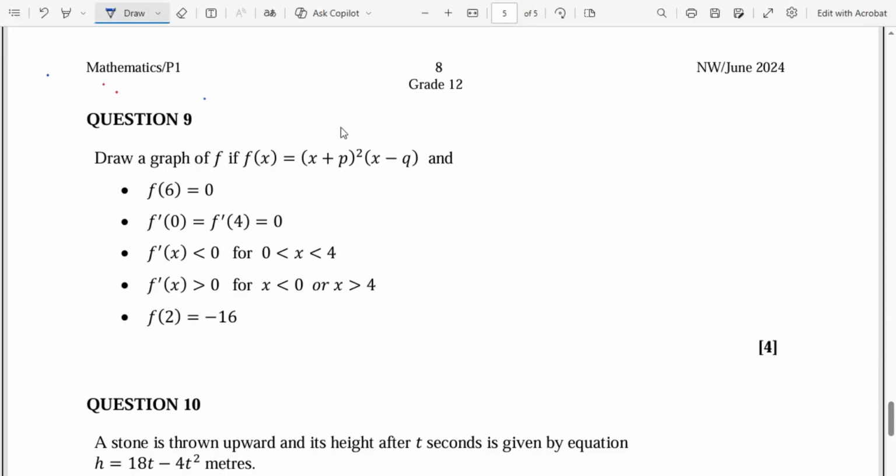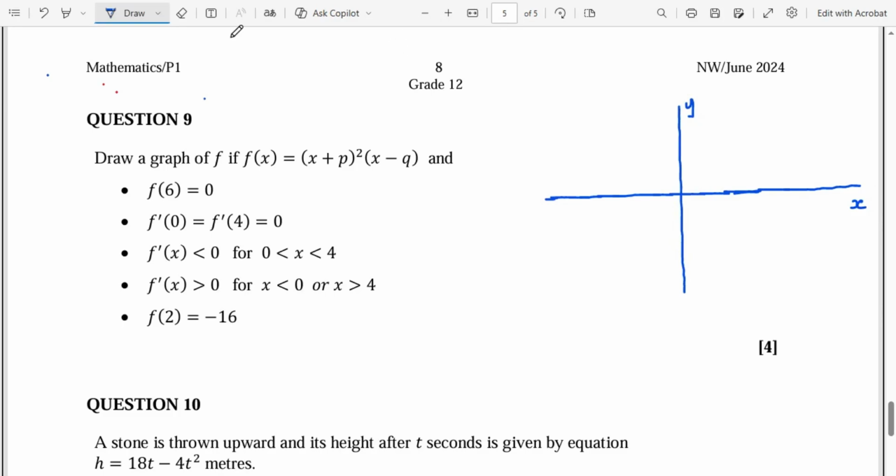Draw the graph of f if f at x is equal to... So we are given the standard form of the equation. I'm going to try and draw this according to my understanding, and I need you guys to comment and tell me what you think, or if you have an alternative way for us to work on this. So this is my Cartesian plane. This will be my y, and this will be my x.